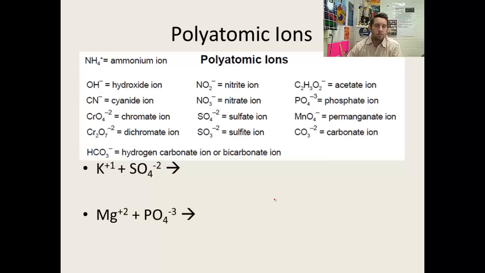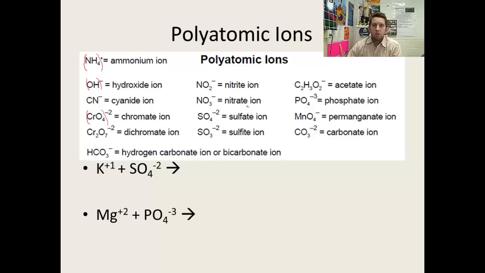Polyatomic ions. Sometimes ions exist as multiple atoms. Alright, here, NH4. This is 5 atoms in this particular ion. Hydroxide, cyanide, chromate, dichromate, etc. These exist as a whole, and as a whole they have a positive charge. This hydroxide as a whole, this negative charge applies to the whole thing. Same thing with the chromate.